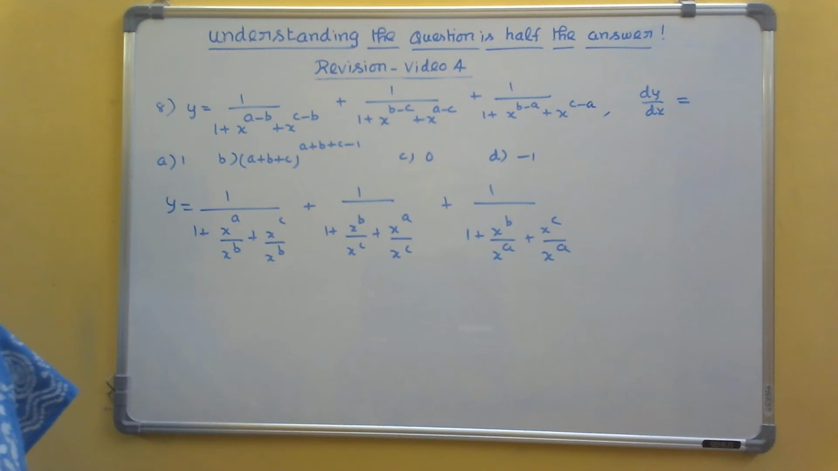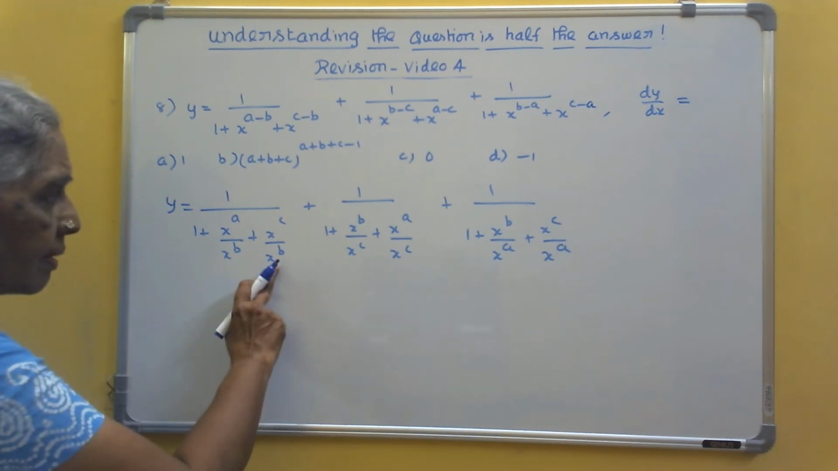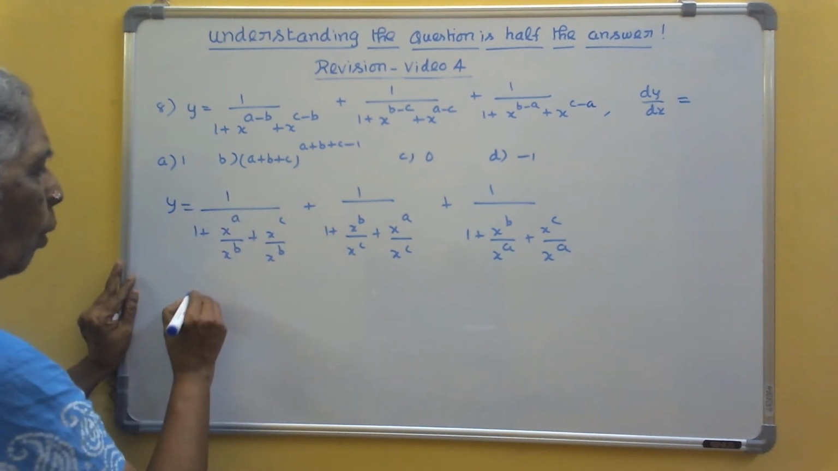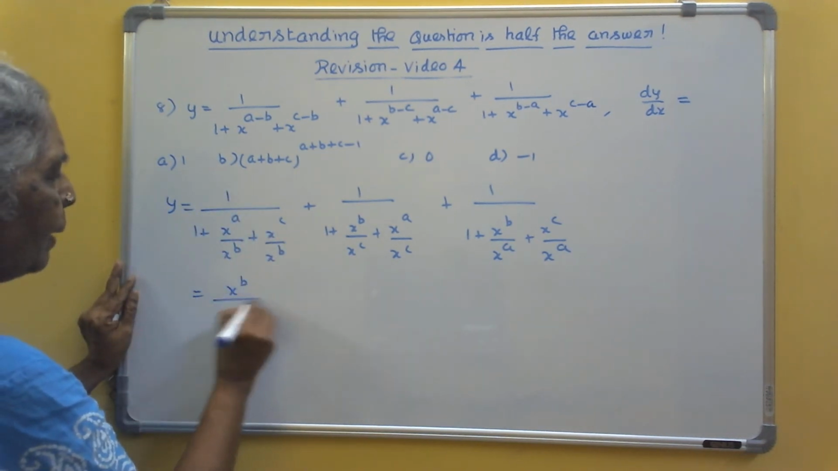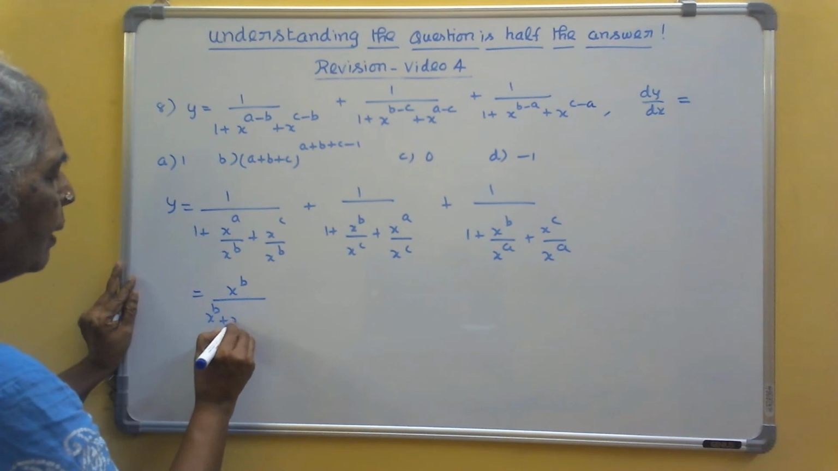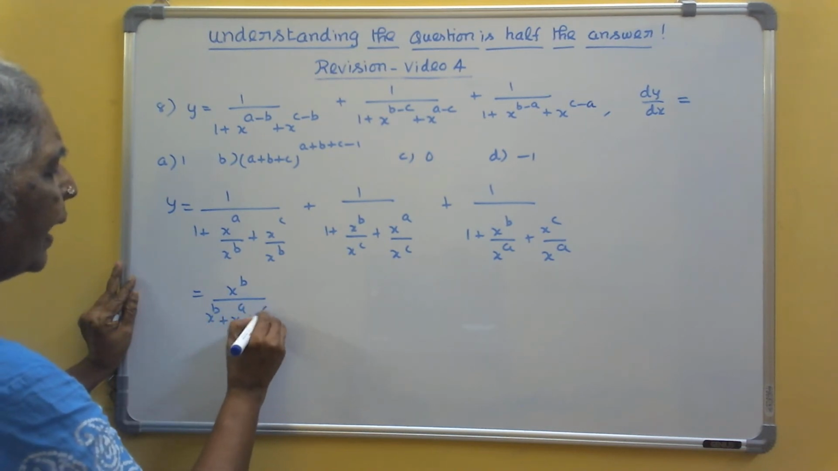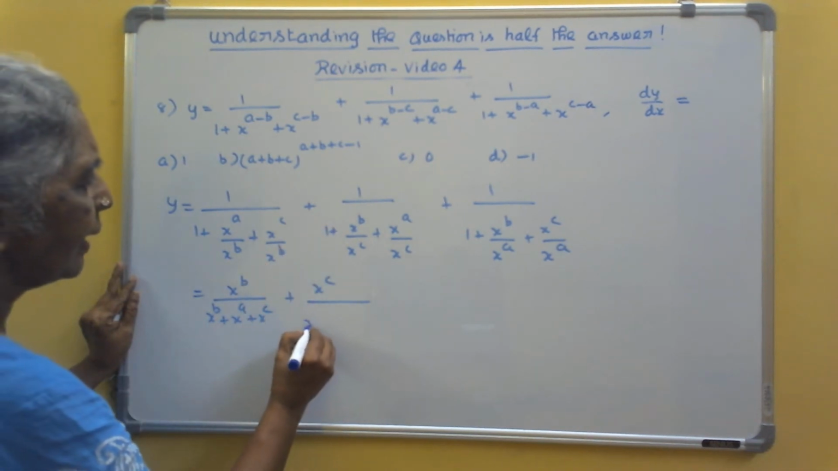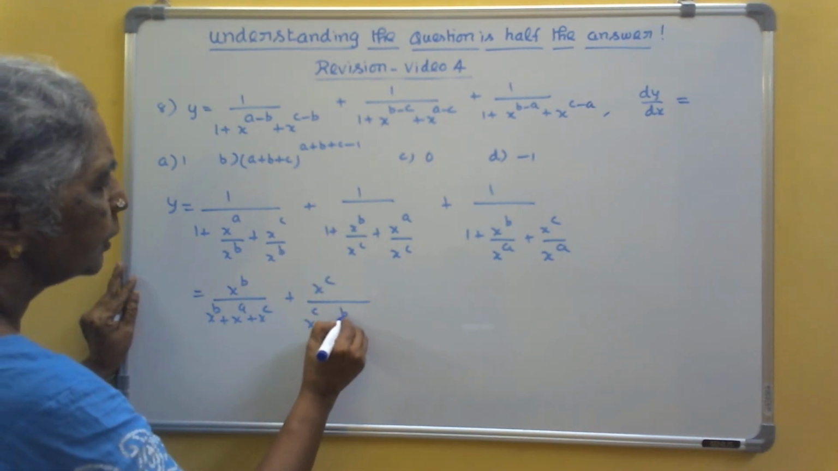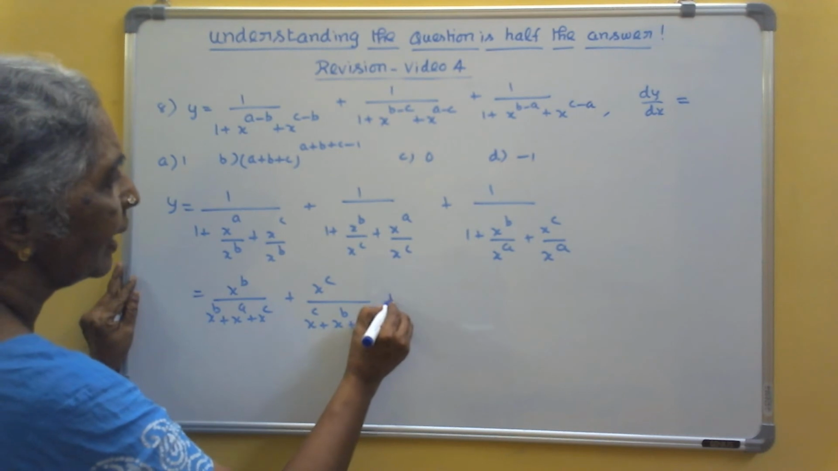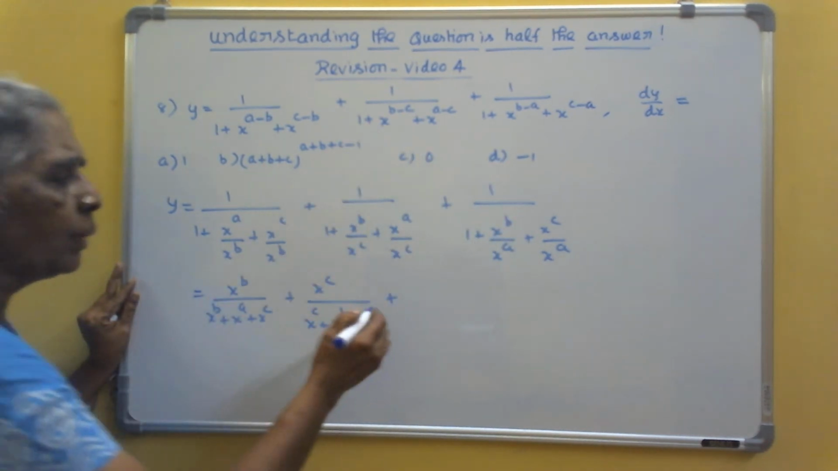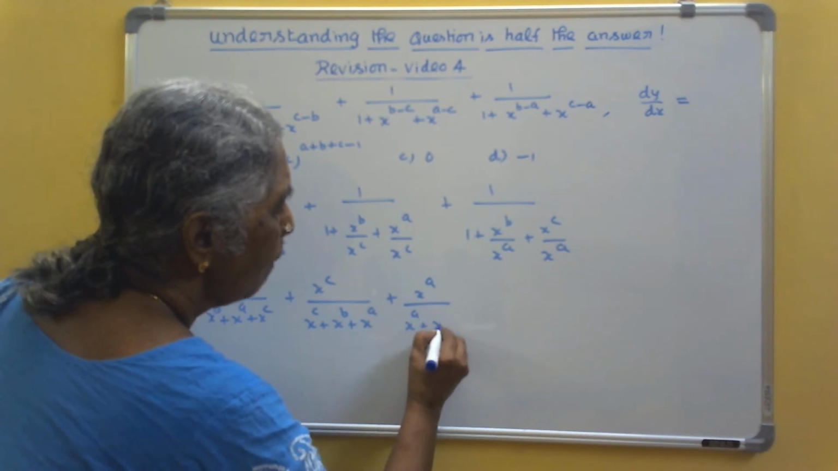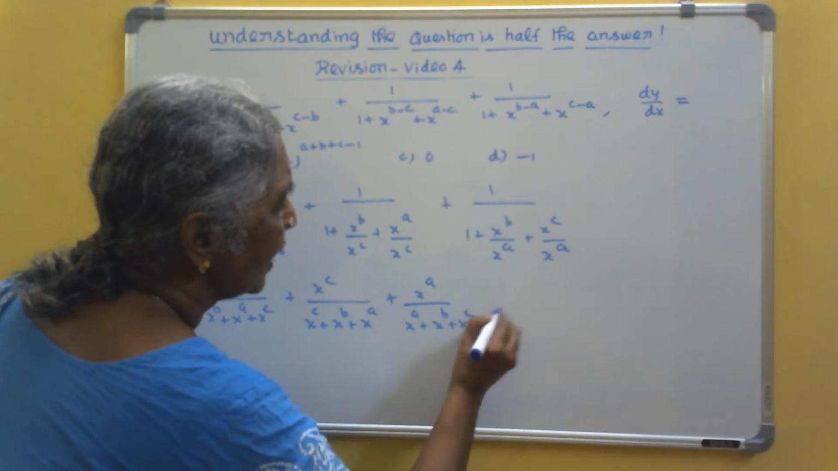Right? If you look at the 3 terms, see here, common. That is common. So now let us take LCM. So that will go up. I will get x power b by x power b, x power a, x power c. Here x power c will go up. You will get x power c, x power b, x power a. Here x power a will go to the numerator, right? So you will get x power a plus x power b plus x power c.